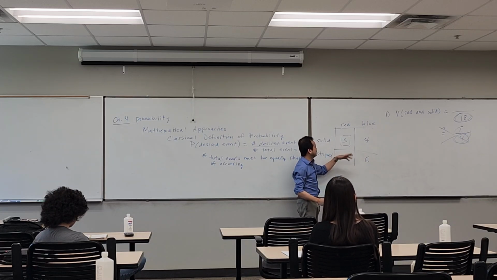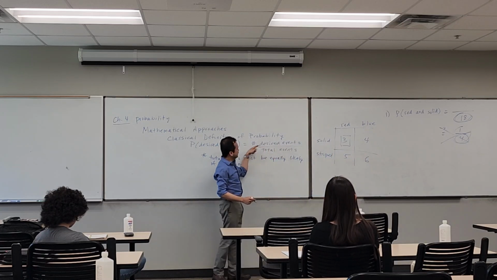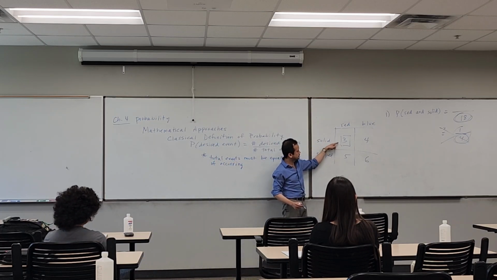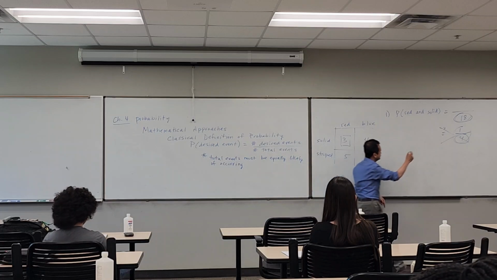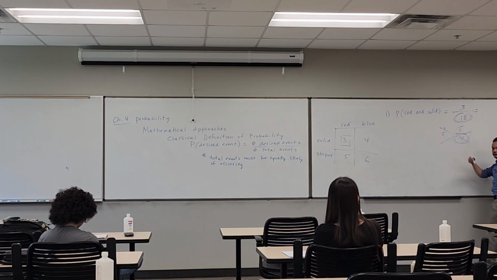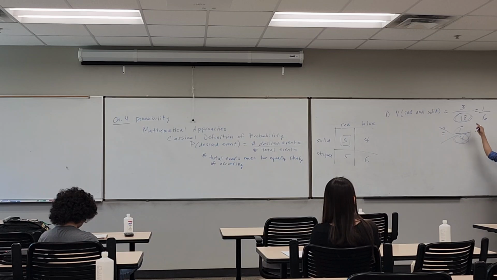So of those, what is the number of desired events representing a marble that is both red and solid? Yeah, 3 out of 18. So this would be the correct answer, and this simplifies to the same fraction of 1/6. But moving forward, we'll just keep it as the unsimplified form so that you know where the numbers came from.